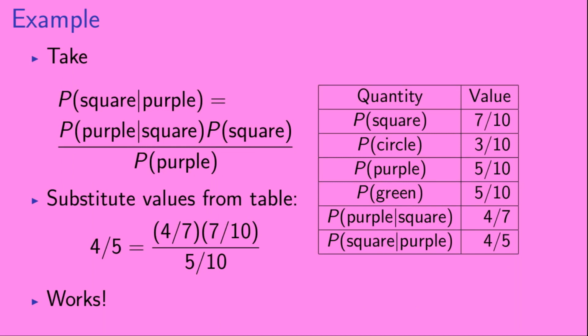Okay, so again, we have Bayes' theorem. We're going to substitute in the values from the table. So P of square given purple was equal to 4/5. P of purple given square was equal to 4/7. P of square was equal to 7/10, and P of purple was equal to 5/10. So we have to check, is 4/5 equal to 4/7 times 7/10 divided by 5/10? And in fact it is. So it works.